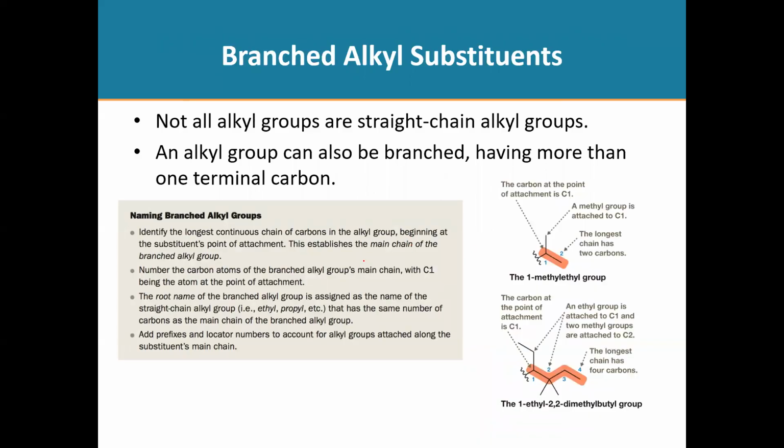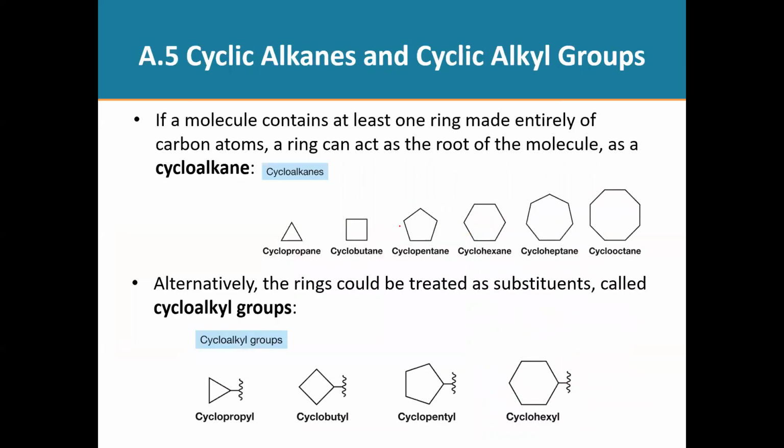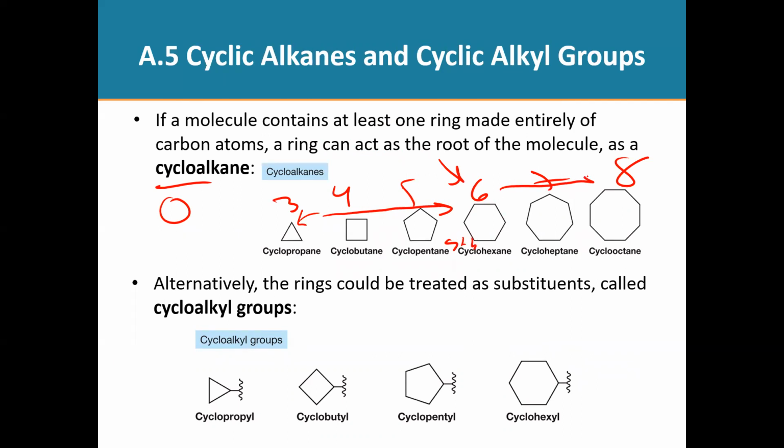So not all alkyl groups are straight chain alkyl groups. An alkyl group can also be branched, having more than 1 terminal carbon, and they give you some helpful advice and tips right there. So if a molecule contains at least 1 ring made entirely of carbon atoms, a ring can act as the root of the molecule as a cycloalkane. So cyclo means a ring structure. So I drew a circle for a ring. So here we have 3, 4, 5, 6, 7, and 8. This is going to be the most stable ring, and this is going to be the most strained ring. And the release of strain continues this way, and this is the most stable, and then strain continues again that way.